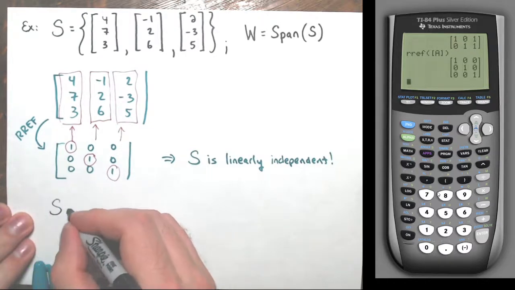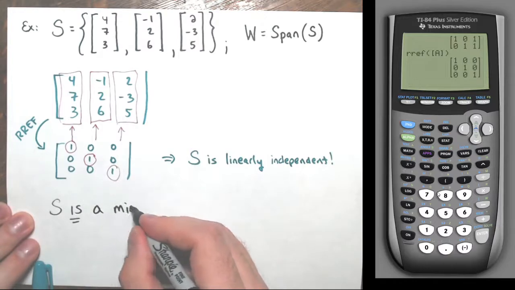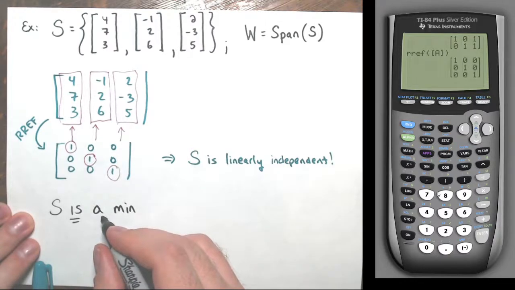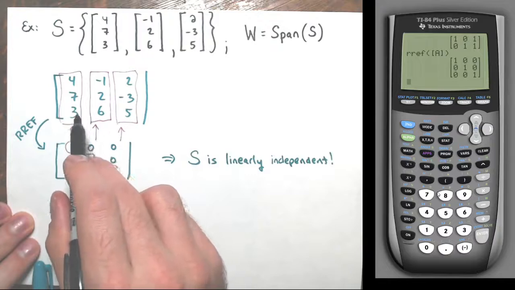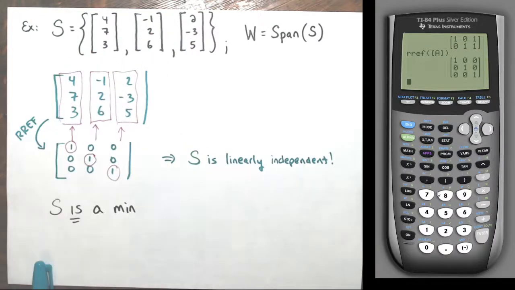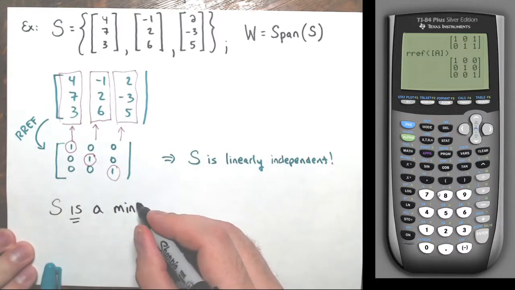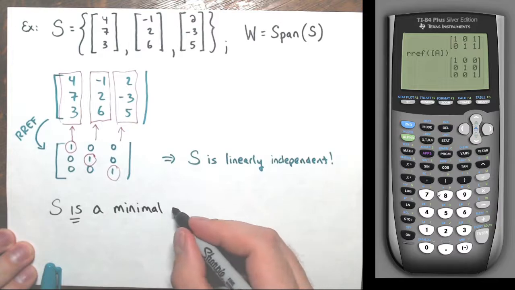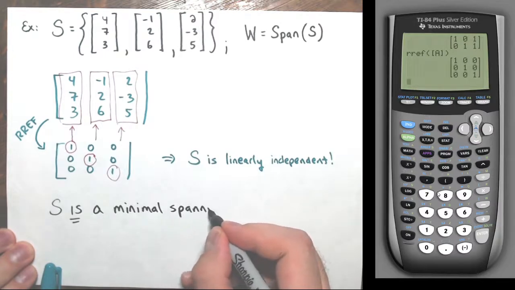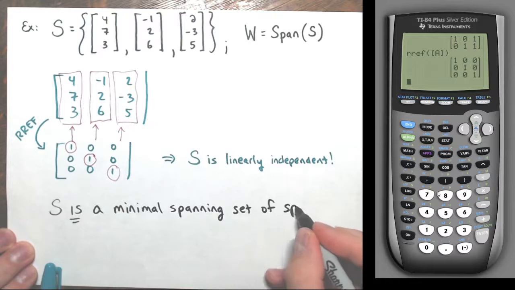So S is a minimal, and again, because you could put in other vectors in here, have another set of 3 vectors that are linear combinations of these, and you'd have another minimal spanning set. S is a minimal spanning set of the span of S.